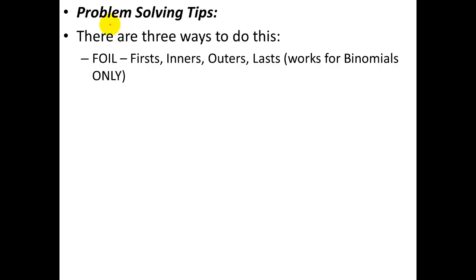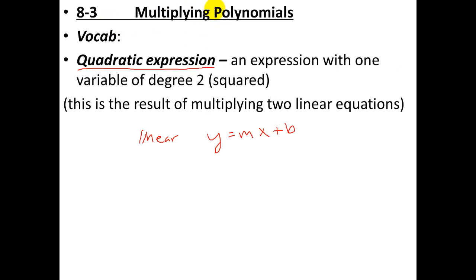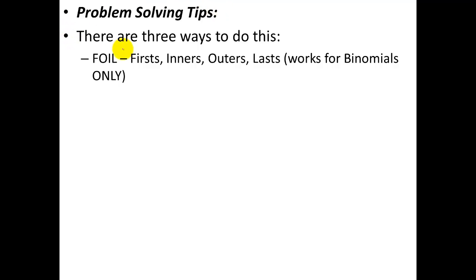So first let's look at how you can multiply quadratic expressions together. This is called multiplying polynomials. There's three ways to do this. The first we call FOIL, which stands for firsts, inners, outers, and lasts, and this works for binomials only.